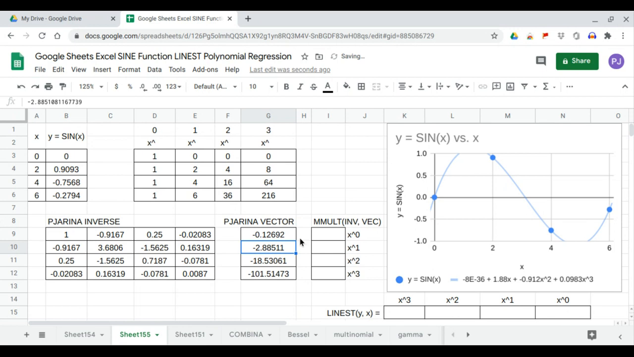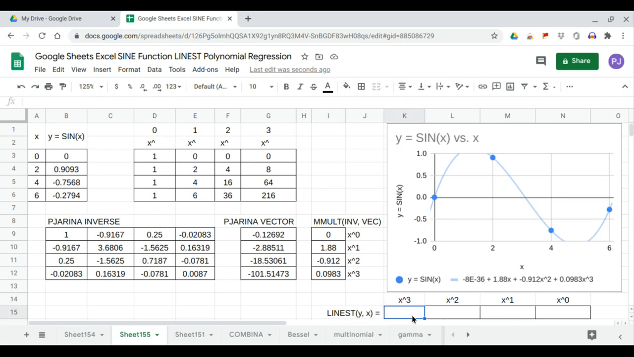Now that we have the pseudo-inverse and the pseudo vector, we calculate the coefficients. So this is MMULT of the pseudo-inverse and the pseudo vector. And here you have the regression coefficients. That's 0 for this, 1.88 for 1.88x, negative 0.912 for this, and 0.0983 for the x cubed coefficient.